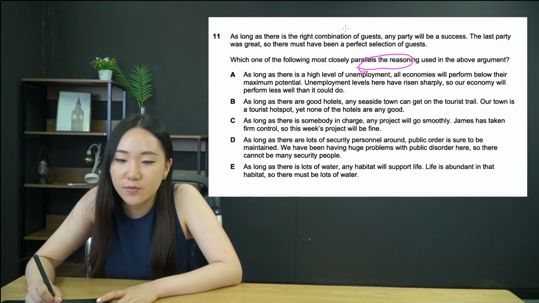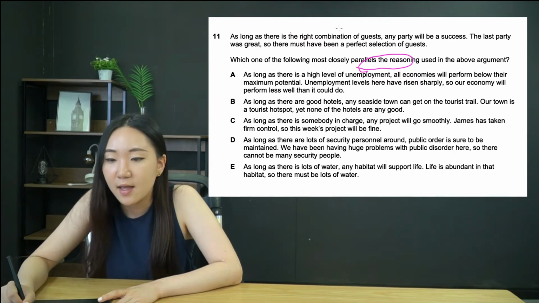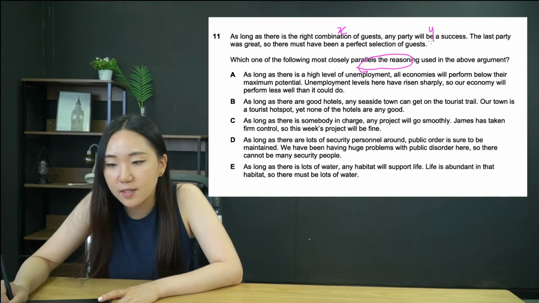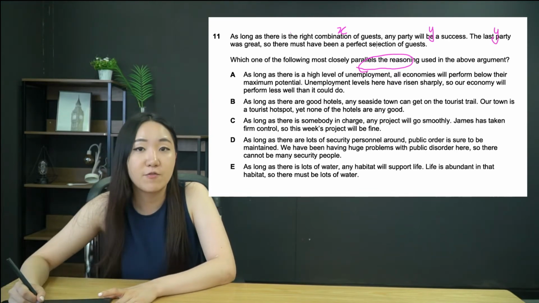So in this case, we've got: as long as there is the right combination of guests, any party will be a success. So I'm going to say: as long as there is X, there will be Y. The last party was great, there was Y, so there must have been a perfect selection of guests, there must have been X, okay?